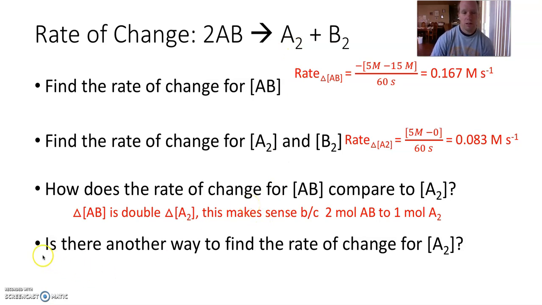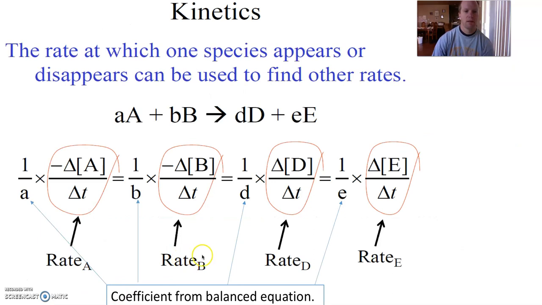Now, if we wanted to do this, is there another way for us to find the rate of change for A2? The answer is yes. Let's check the next slide. So here's how we do that, you guys. Here's how we find the change in rate of one thing. We look at the change in rate of one reactant compared to another.